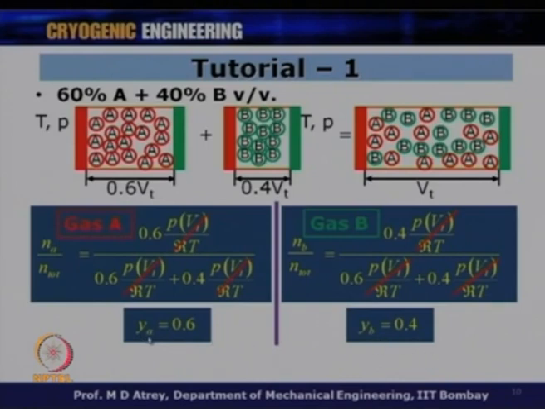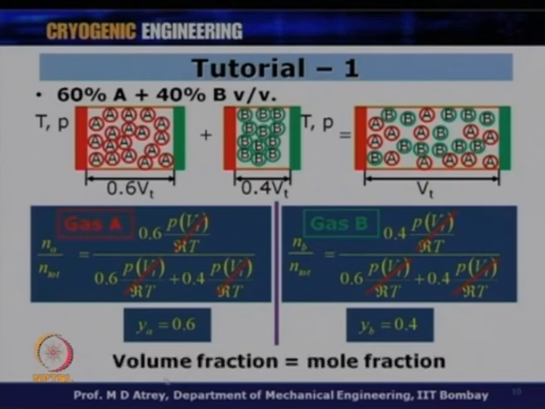So, the molar fraction is 0.6 for A and 0.4 for B, which is the same as what is given in the volumetric composition of the mixture of gas A and B, which means that the molar fraction essentially remains the same as the volumetric composition, but the molar fractions are not the same when the composition is given on a weight basis. This is essentially what we understand from this tutorial 1. So, what we say is volume fraction is equal to mole fraction.